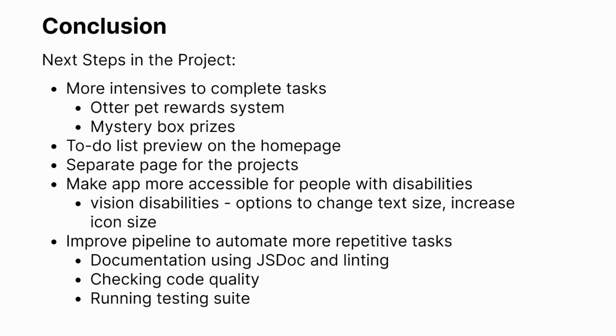To expand our app further, next we would have added more features to make it accessible for people with disabilities. For instance, for people with vision disabilities, we would have added an option for them to change the text size as well as increase the icon sizes. Finally, to improve the pipeline further, if we had more time, we would have liked to automate more of the repetitive tasks, such as adding more checks to the documentation using JS docs and linting, more checks to checking the code quality, as well as running more test suites.